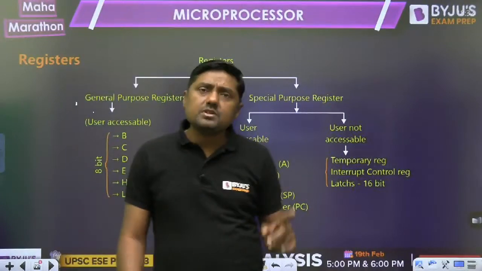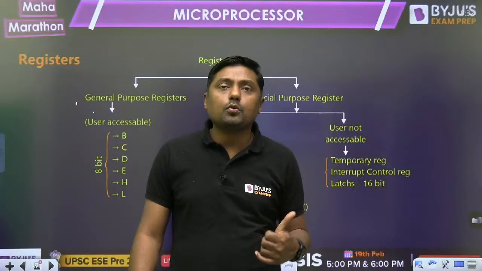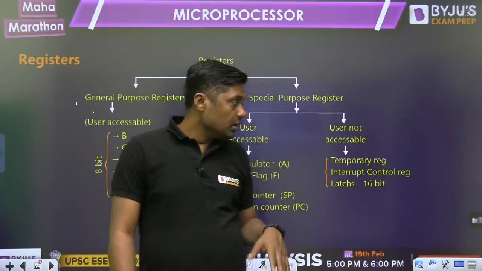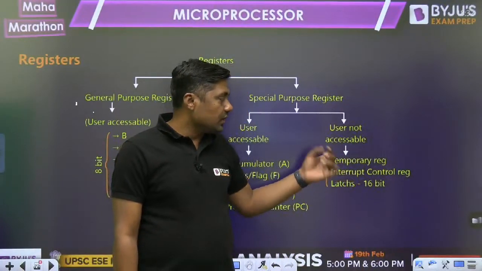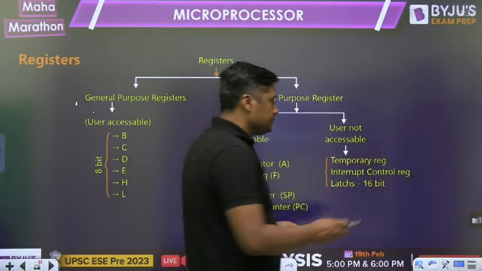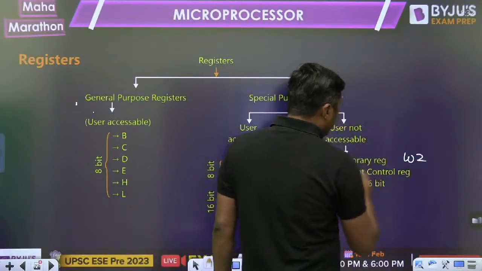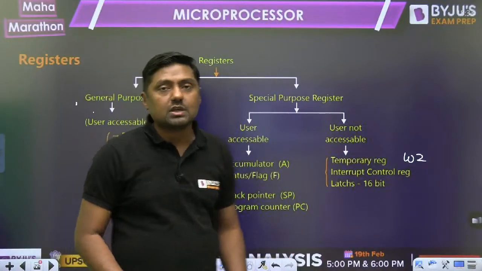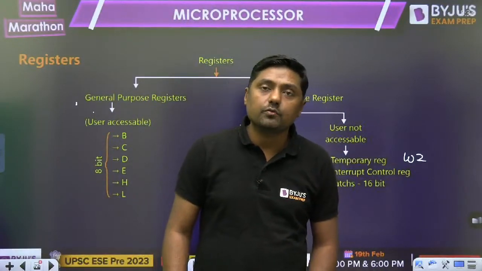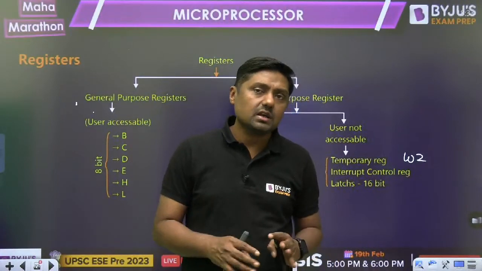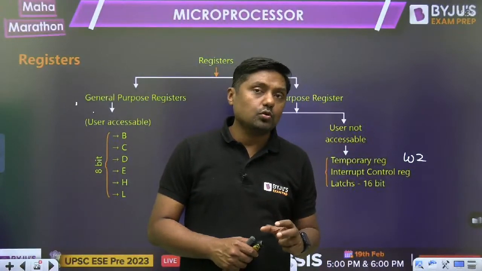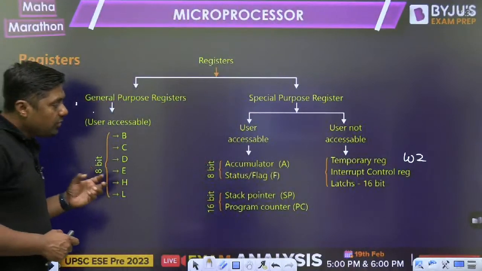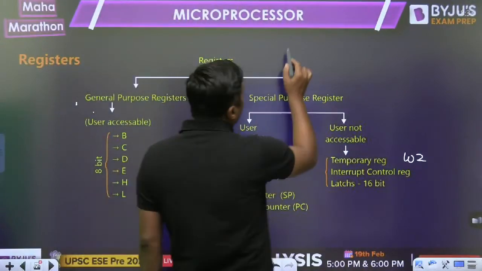And stack pointer and program counter again. If we have some instruction related to stack pointer or program counter, it means it is available to the user. For example, temporary register means WZ. Interrupt control register, latches, 16-bit internal latches. These are not available to us. And that's why they are not available to the user. We have no instruction for these. This is the internal hardware. Now, accumulator plus flag register is called program status word.